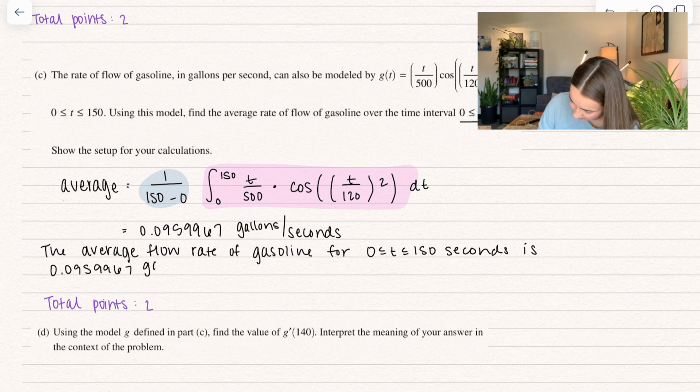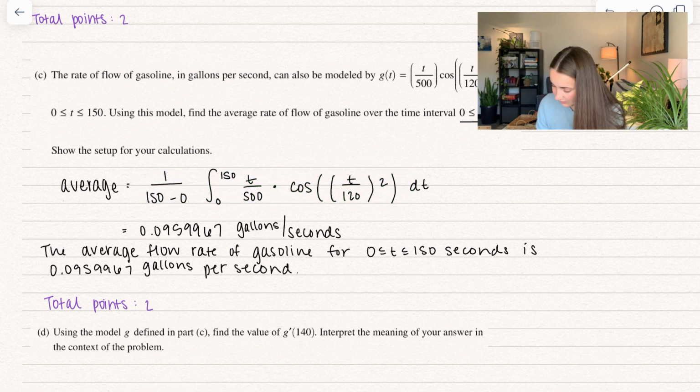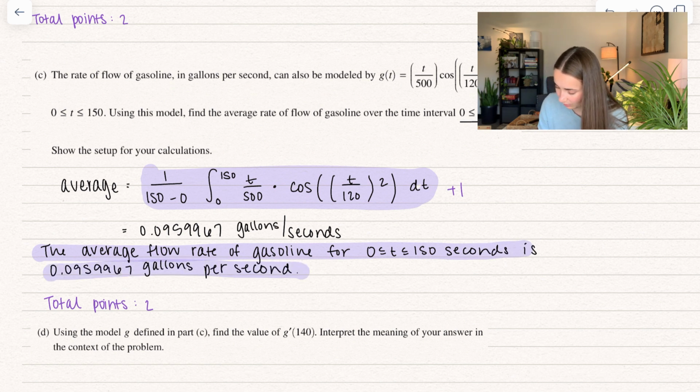0.0959967 gallons per second. Okay, so now let's figure out where our points are coming from. First, they just want you to be able to find the average value formula. So this average value formula gives you 1 point. Now, let's see where our second point comes from. That's from actually getting your answer with some justification. So we get our value, we write out what our answer is, and we write out our units and everything, and that's going to give us our second point.